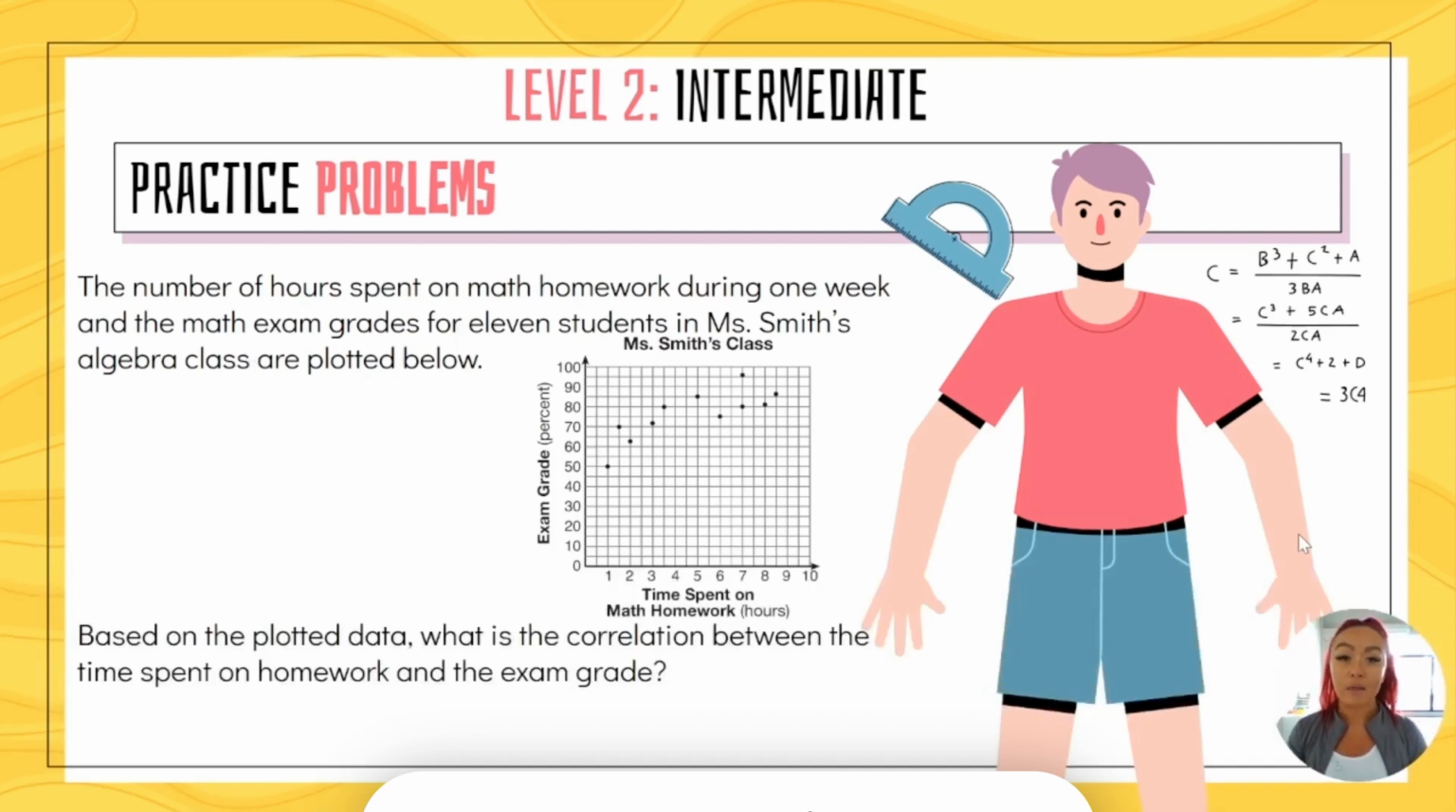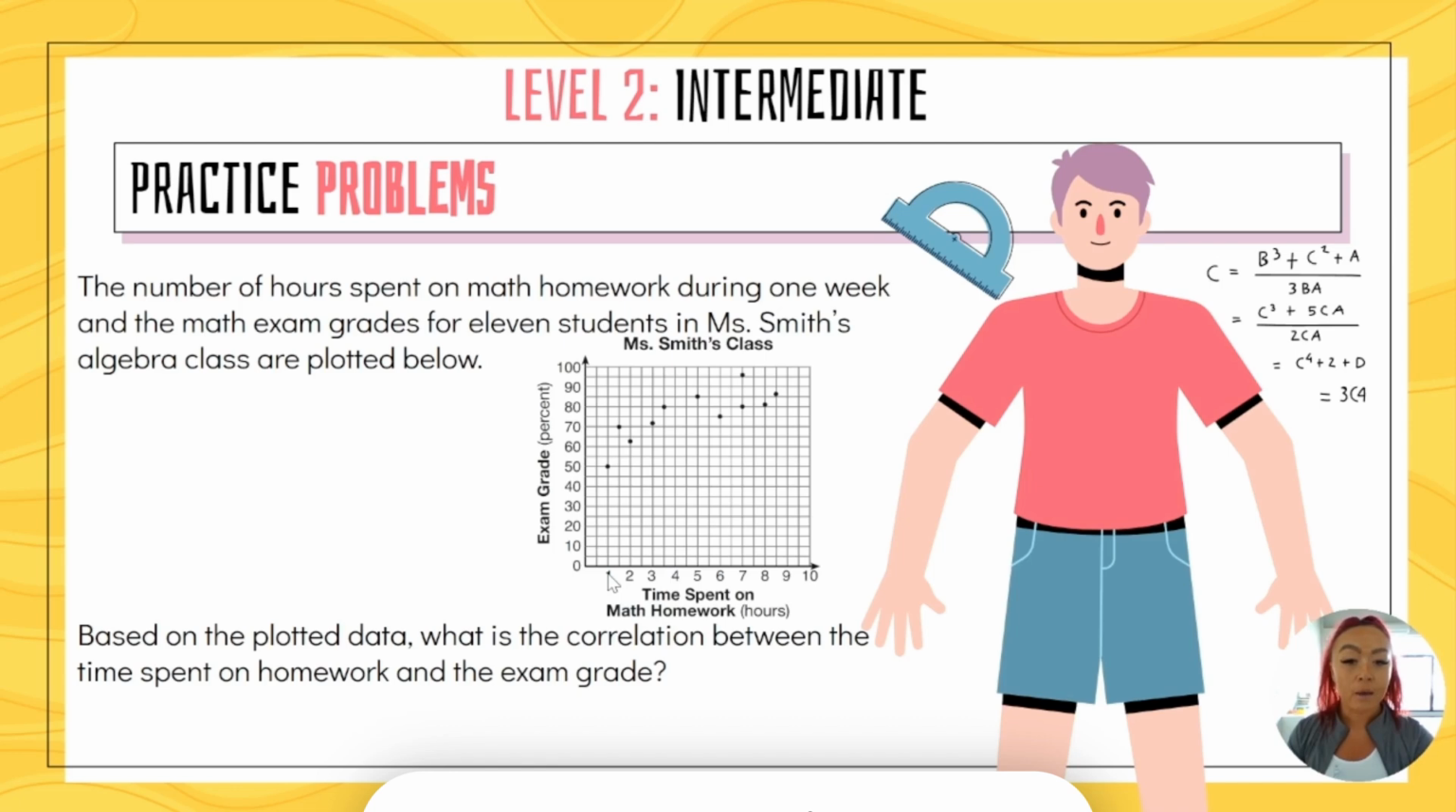Let's take a look at some practice problems. The number of hours spent on math homework during 1 week and the math exam grades for 11 students in Miss Smith's algebra class are plotted below, right? So if we look at the scatter plot, our x-axis is the time spent on math homework, and the y-axis is the exam grade. Based on the plotted data, what is the correlation between the time spent on homework and the exam grade? So let's take a look at the graph.